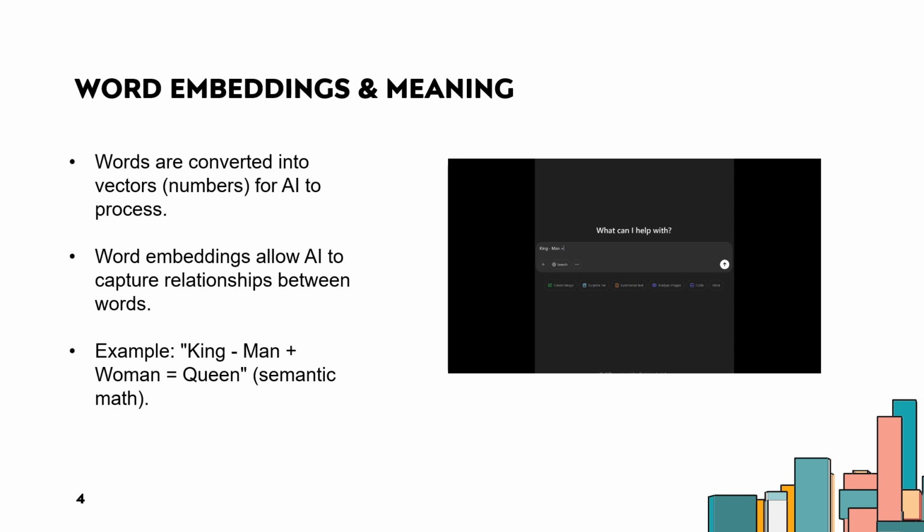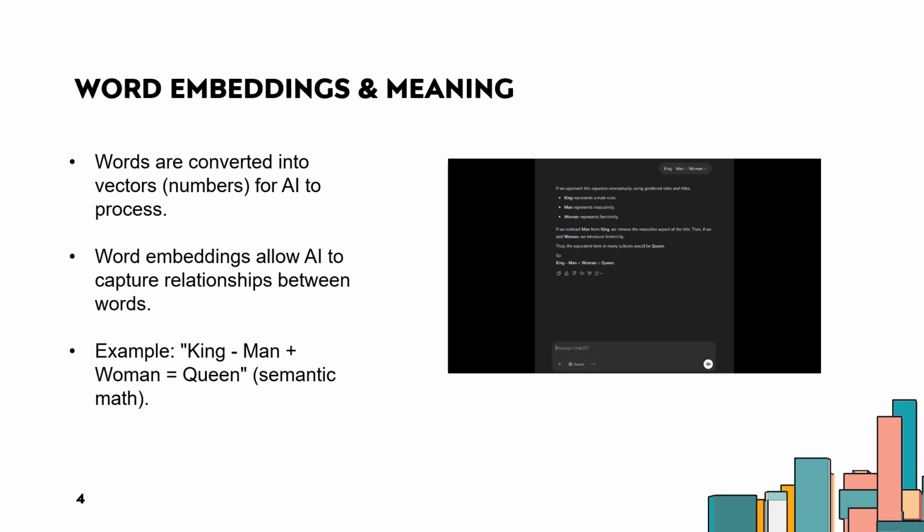So now you might be wondering, how does ChatGPT understand words if it's just predicting them? AI doesn't actually see words like we do. It sees numbers. That's what it sees. Every word is turned into a unique set of numbers called a word embedding. This helps AI understand relationships between words. One fascinating thing about word embeddings is that they allow AI to perform math with words.